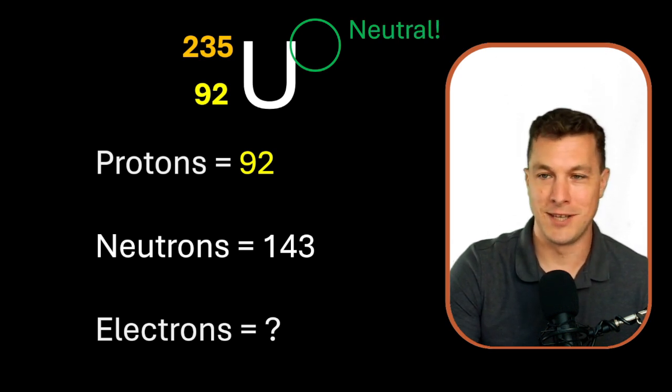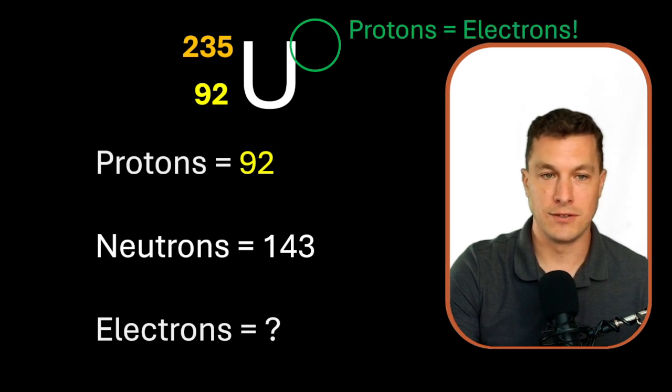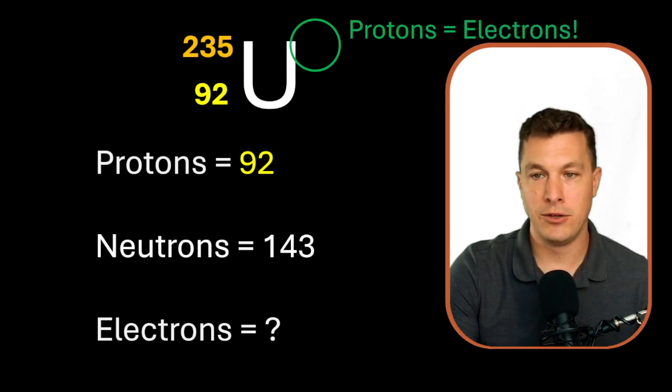We'll look at a charged element in a second. And that means the protons are equal to electrons. So this one's not too bad. If our protons are 92, that means our electrons are also 92.